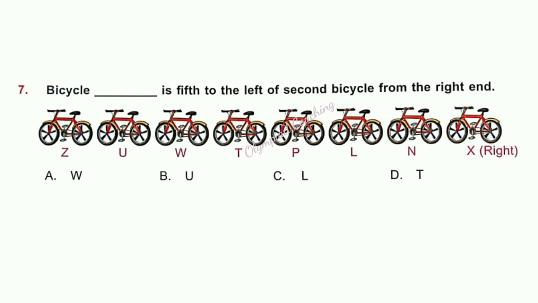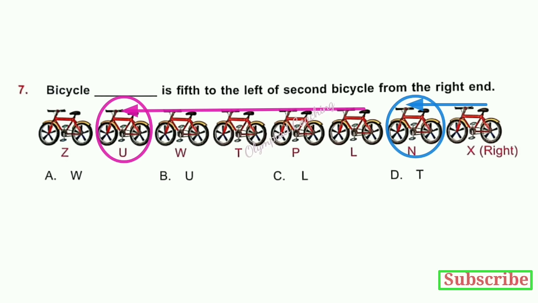Question number 7. Bicycle dash is 5th to the left of the second bicycle from the right end. This is the right end. The second bicycle from the right end is N. The 5th bicycle from N is U. Now we can check the answer. This is the right end, this is the second bicycle from the right end, and this is the 5th bicycle from the second bicycle from the right end. Option B is correct.